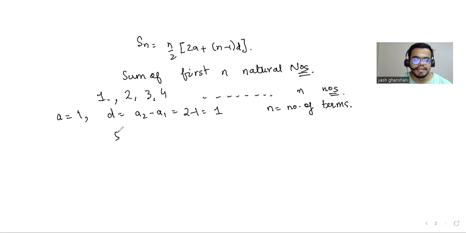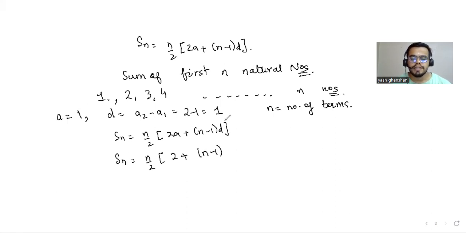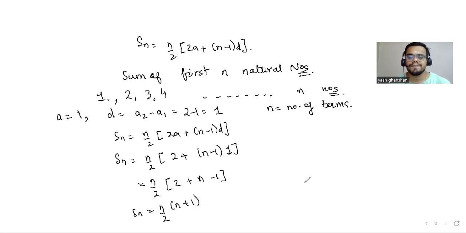So we have the formula of Sn, that is n by 2 (2a plus (n minus 1) into d). So the sum of the first n natural numbers would be, n is the number of terms. First term is 1, so 2 into 1 would be 2, plus (n minus 1) into the common difference, that is 1. So this would be n by 2 (2 plus n minus 1). 2 minus 1 is 1, so it is n by 2 into (n plus 1). So here we have the formula for finding the sum of the first n natural numbers. Okay, so this was it.